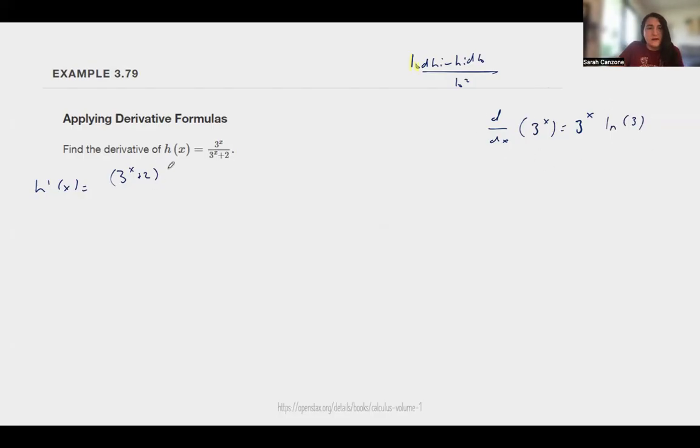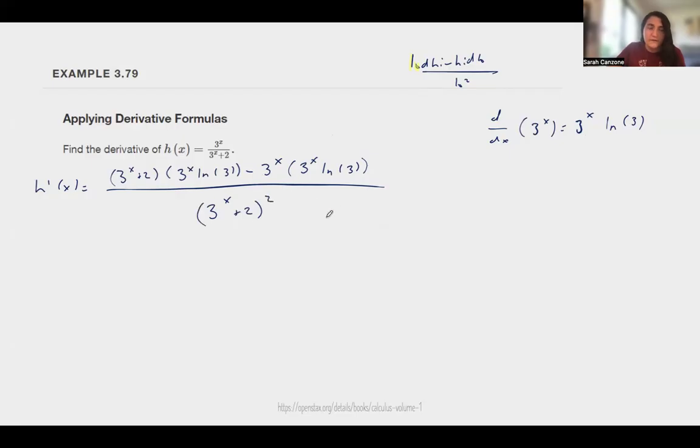So therefore, low d high. So this is the derivative of the numerator, which is 3 to the x times the natural log of 3, minus high, which is your numerator, 3 to the x, d low. So the derivative of 3 to the x plus 2 is actually just considering the derivative of 3 to the x because the derivative of 2 is 0. And so the derivative of 3 to the x is, again, the same thing we just wrote here, 3 to the x ln 3, and that's all over the denominator squared, 3 to the x plus 2 quantity squared.